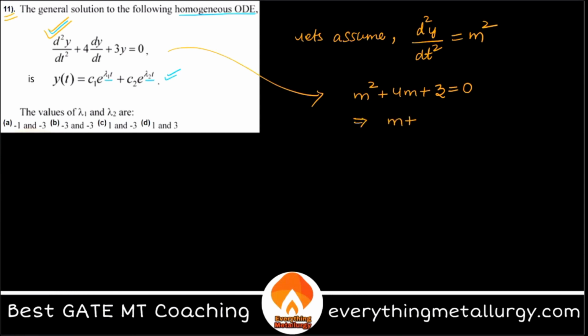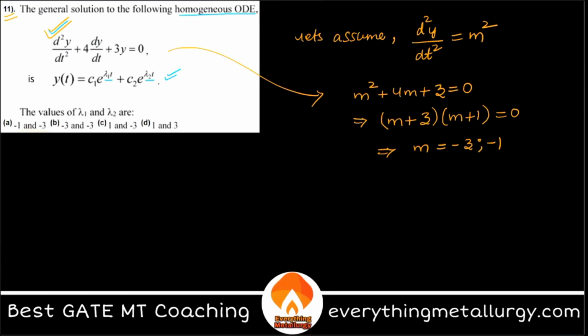This can be written as (m + 3)(m + 1). It's just a quadratic equation, and we try to solve that. So this implies that m will be equal to what? m equals minus 3 and minus 1.